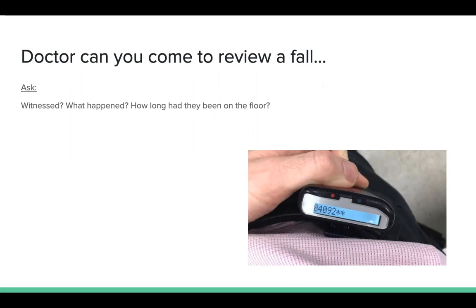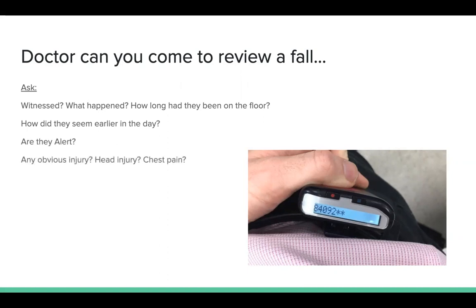How long has the patient been on the floor? Is this someone who was last seen on an OBS round 4 hours ago? Or is this someone who was up and about 20 minutes ago? How did the patient seem earlier in the day? Were they confused? Were they unwell? Or were they seemingly fine? Is the patient currently alert?